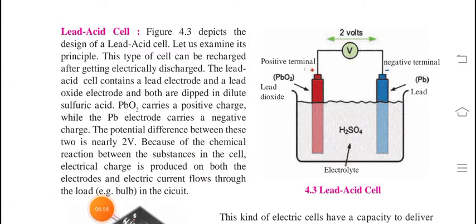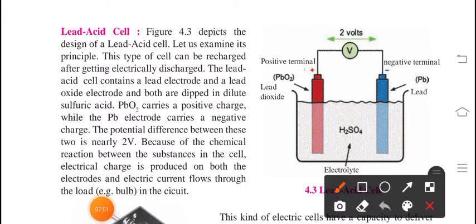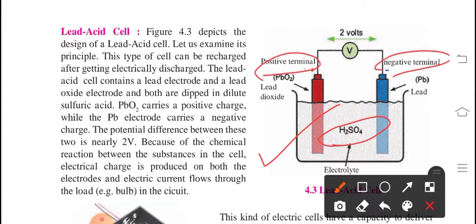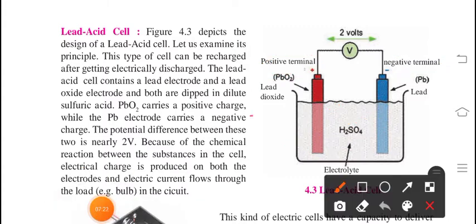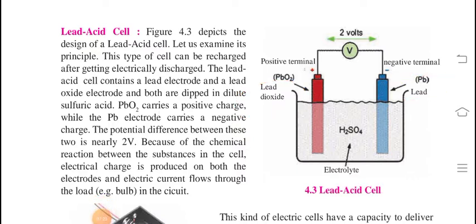Next topic is lead acid cell. Here is a diagram figure on the right hand side, lead acid cell. Now what are the things over there? So the H2SO4 solution is there in the tank, negative terminal, positive terminal, lead dioxide, lead. Now let's go ahead with the explanation.